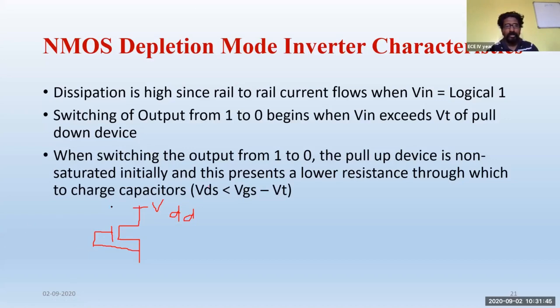The depletion mode transistor will always be on. Because it is always on, the power consumption will be more and the dissipation will be very high in the case of your depletion mode transistor. In the depletion mode transistor, the transistor will be always on. Because of that reason, the dissipation is also going to be very high.